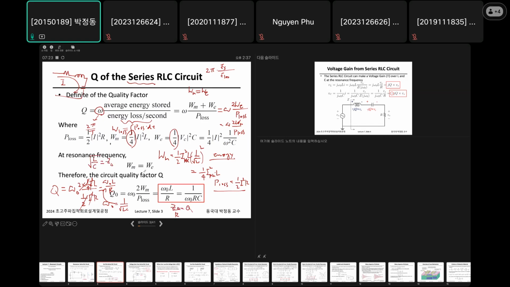Another way of expressing this: since omega 0 L is the same as 1 over omega 0 C, because this is the condition for resonance, we substitute this into here, then this becomes 1 over omega 0 C R. That's why we get this.